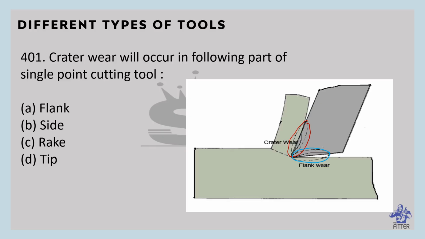Crater wear occurs in a single point cutting tool on the surface of the tool at a short distance from the edge of the tool. It occurs mainly due to diffusion. If speed increases, crater wear increases. And if material removal rate increases, crater wear also increases. It is more common when the work material is ductile.